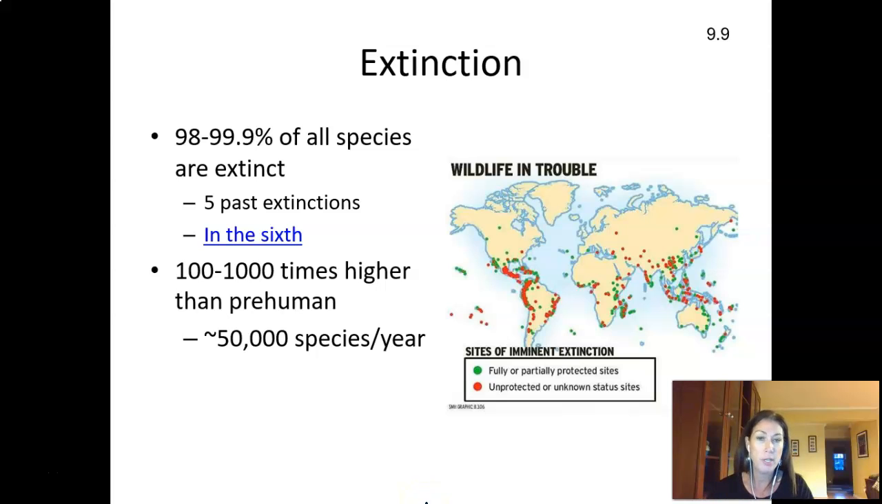Now it's important to know that extinctions are not a new thing. If you take a look at all of Earth's history, between 98 to 99.9% of all species who've ever existed on our planet are extinct.